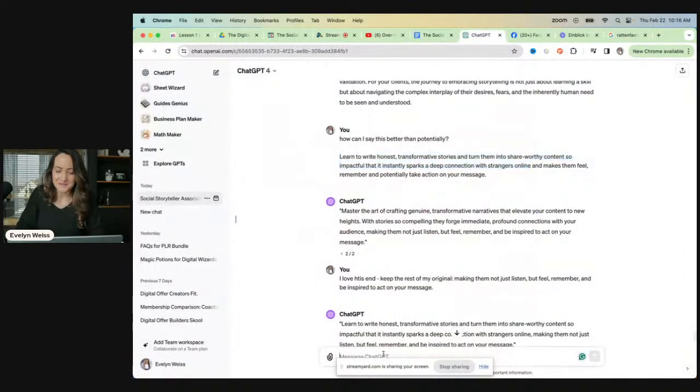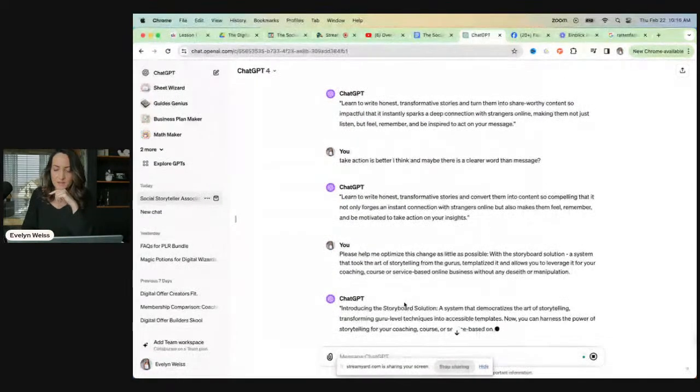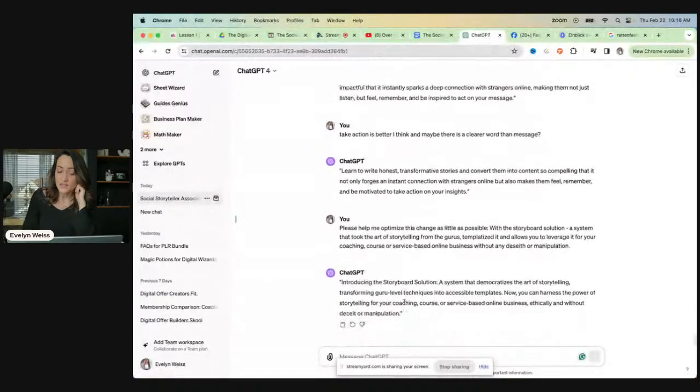I don't know how to write the word, so please help me optimize this. Change as little as possible. A system that democratized, I like that, the art of storytelling, transforming guru-level techniques into accessible templates. Now you can harness the power of storytelling for your course ethically and without deceit. I like it. I like democratized, but keep it closer to my original. I also like the end, though.